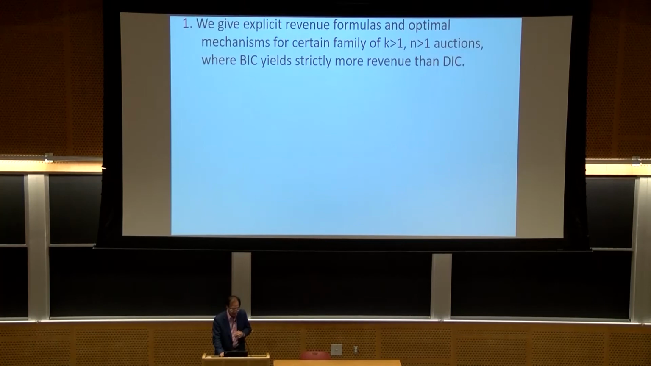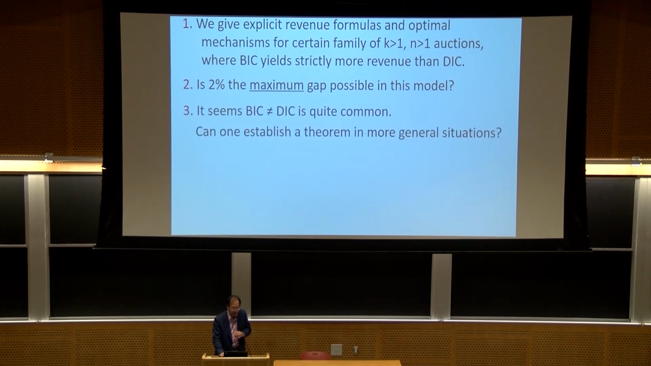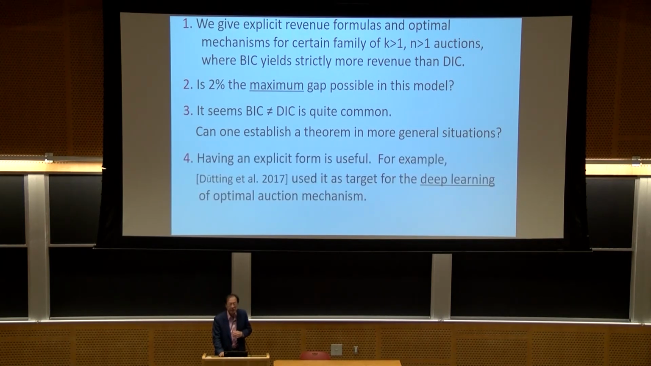Okay. So in conclusion, we have given explicit formulas for this family of auctions, and there are interesting questions. Is 2% the maximum gap possible? It also seems that BIC not equal to DIC should be quite common. Can one have a general theorem to that effect? Also, having an explicit form for non-trivial auctions is useful. For example, recent results use it in deep learning of optimal auction mechanisms, and there are other structural questions like revenue monotonicity.